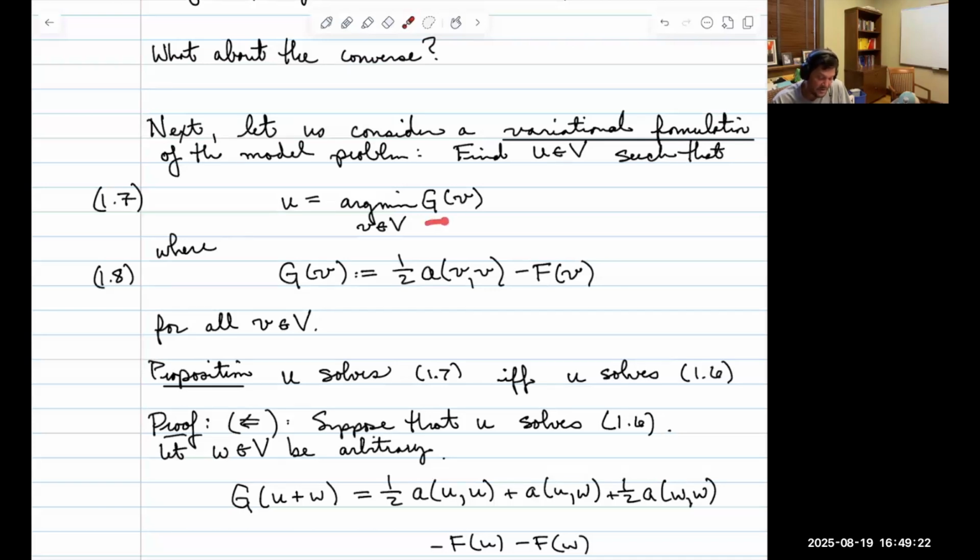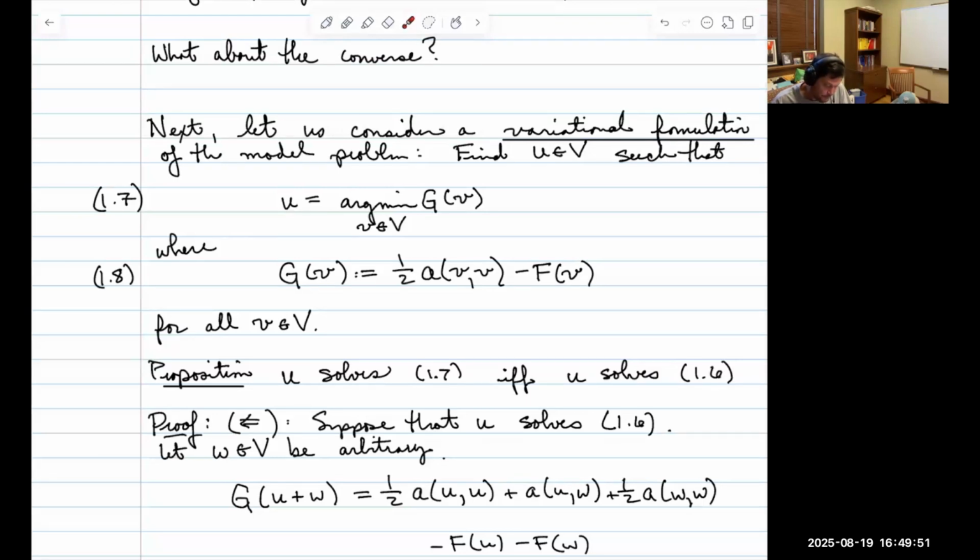Now, the function that we're going to minimize is this function I'm calling g, and g of v is equal to 1/2 a(v,v) minus f(v). So it's only a function of a single variable, not really two variables. Before, the bilinear form a is technically a function of two variables, but I'm putting in both locations v and v.